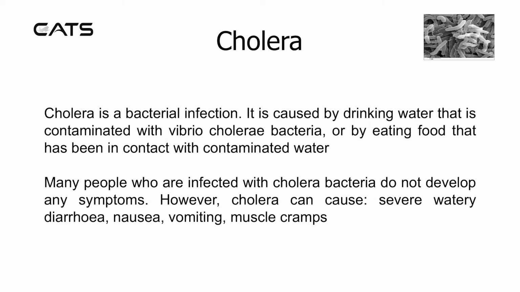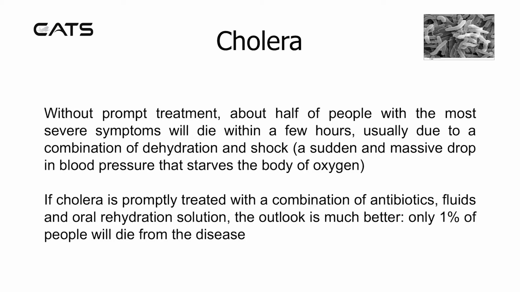Cholera is a bacterial infection. It is caused by drinking water that is contaminated with Vibrio cholerae bacteria or by eating food that has been in contact with contaminated water. Many people who are infected with cholera bacteria do not develop any symptoms. However, cholera can cause severe watery diarrhea, nausea, vomiting, and muscle cramps.